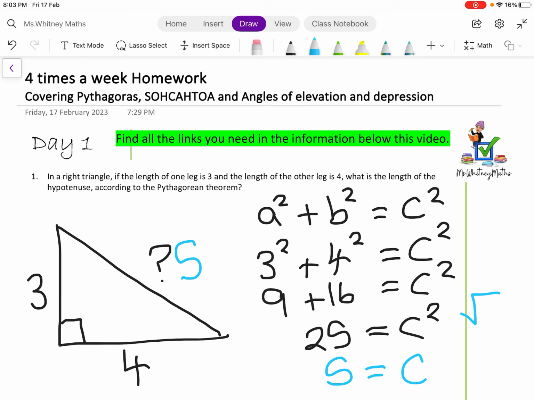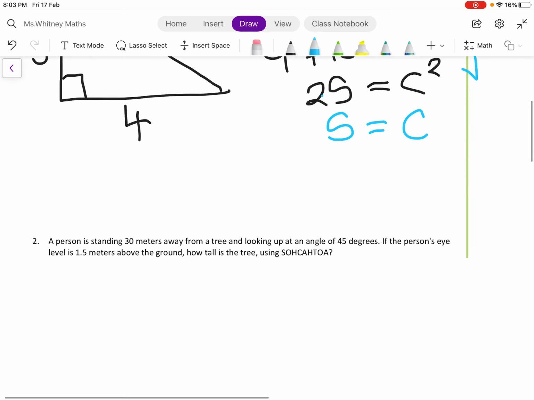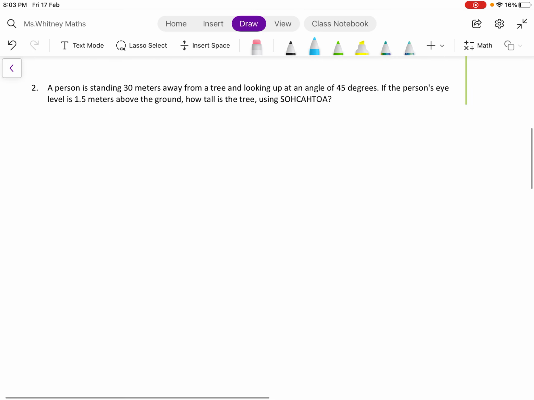Okay, moving on now to the next one that we have here. Question 2. A person is standing 30 meters away from a tree and looking up at an angle of 45 degrees. If the person's eye level is 1.5 meters above the ground, how tall is the tree using SOHCAHTOA? So we're going to do a sketch.